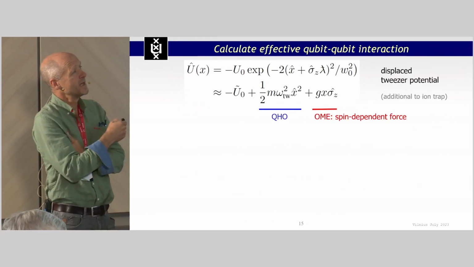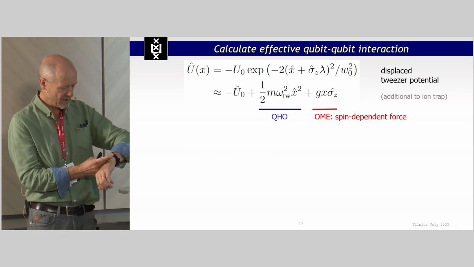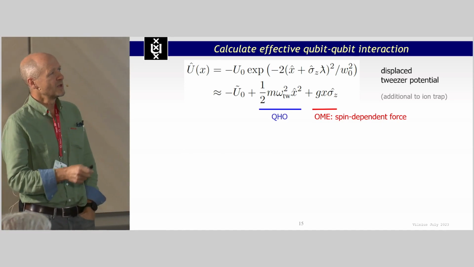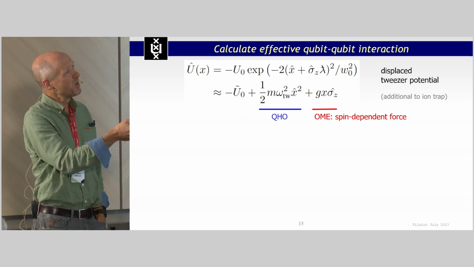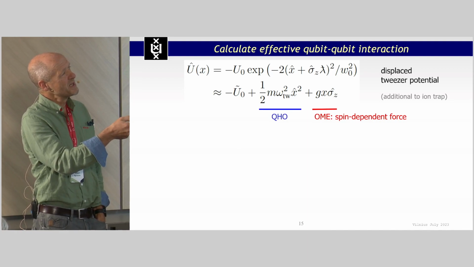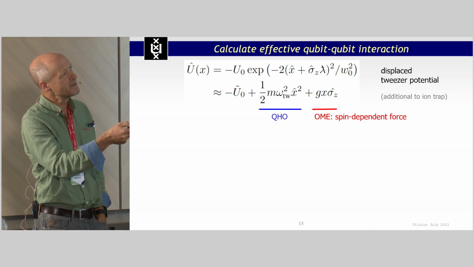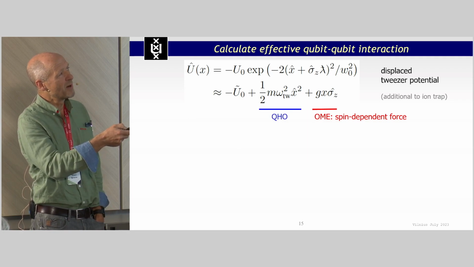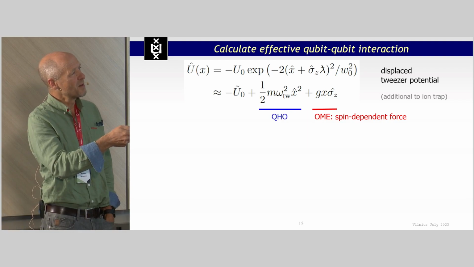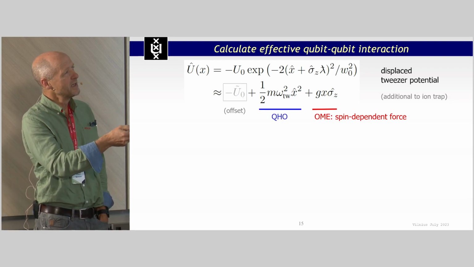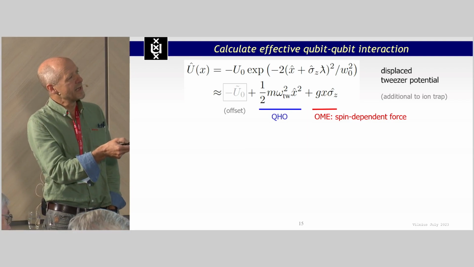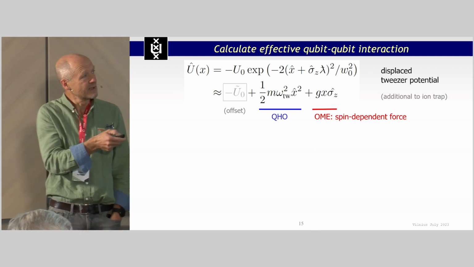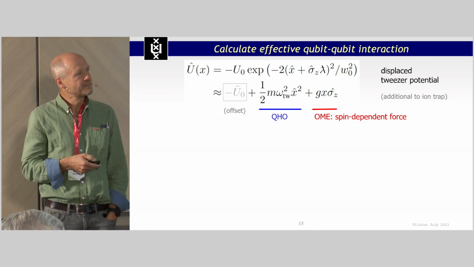Okay, so then we did some calculations. Not going to go through all the details, but let's say this is a displaced tweezer potential. So it's basically a Gaussian function, but with a displacement that depends on the spin. You do a power series expansion and you get some offset, which is not interesting. You get a harmonic oscillator term due to the tweezer potential, and you get a spin-dependent force, the x times sigma z.